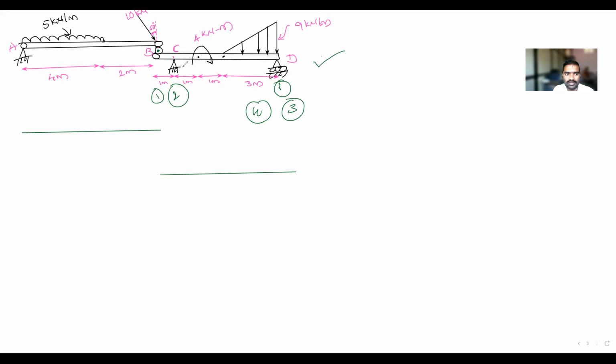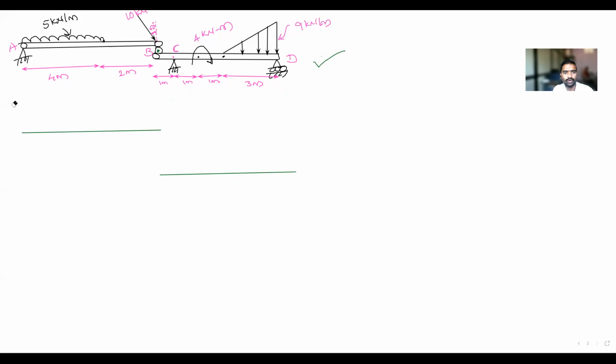So don't take the free body diagram of BD first. So first consider the AB beam. AB में कितना है reactions? Two. B में कितना है? B is simply supported, one. Total कितना हो गया? Three. How many reactions are there? Three. So can we solve this beam? Yes, sir. So we will start from the AB beam.